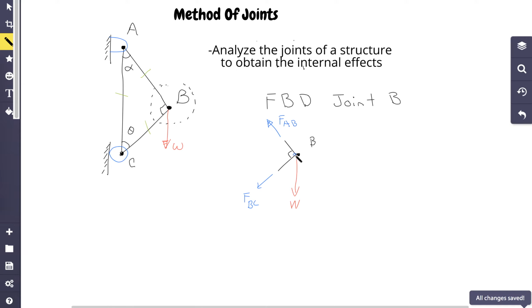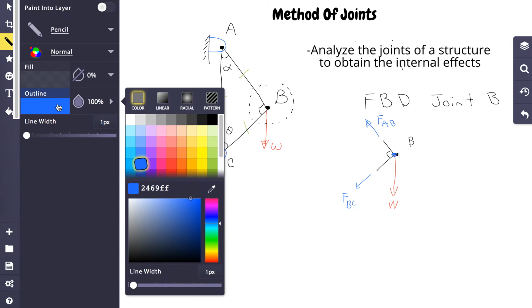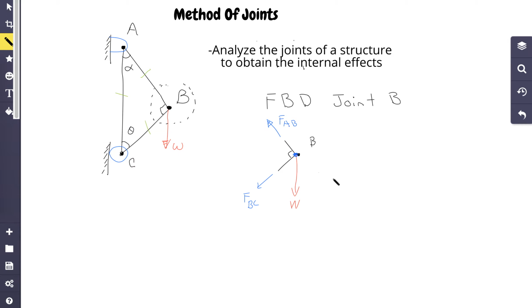The way you know something is in tension or compression is if it's moving away from the joint. If the force is moving away from the joint, it's in tension. If the force is going into the joint, it's in compression. But right now, let's just model everything. It's a good habit to get into: first and foremost model everything in tension, and if it's negative, we know it's actually in compression.